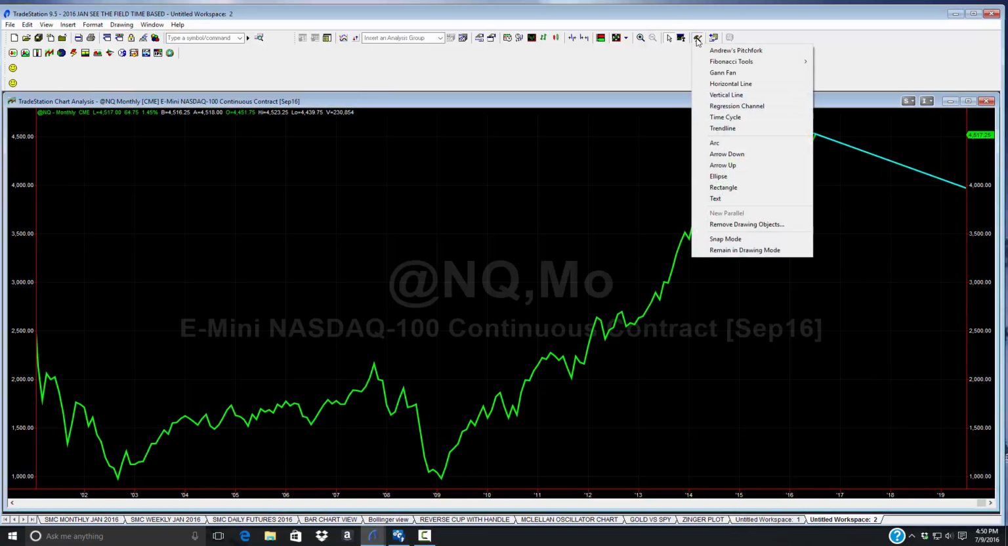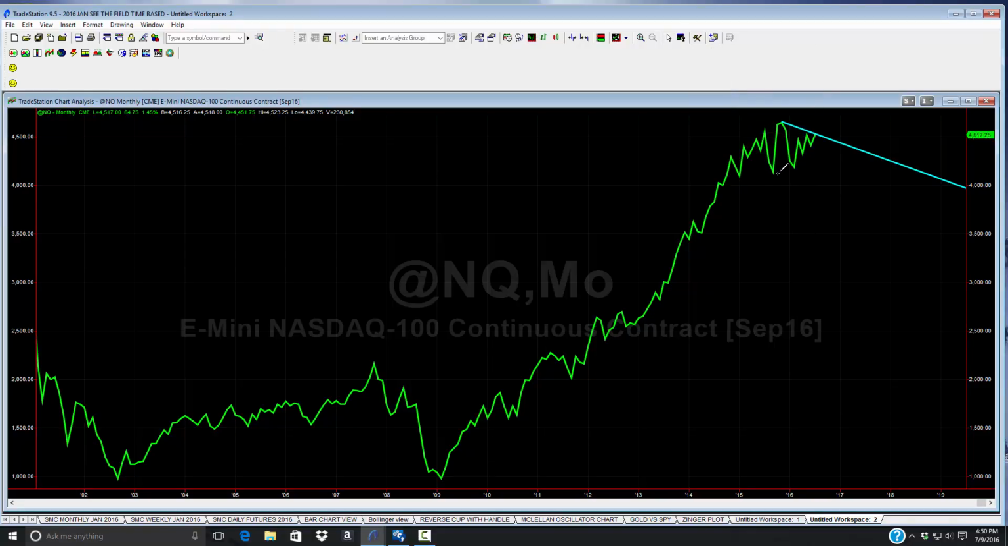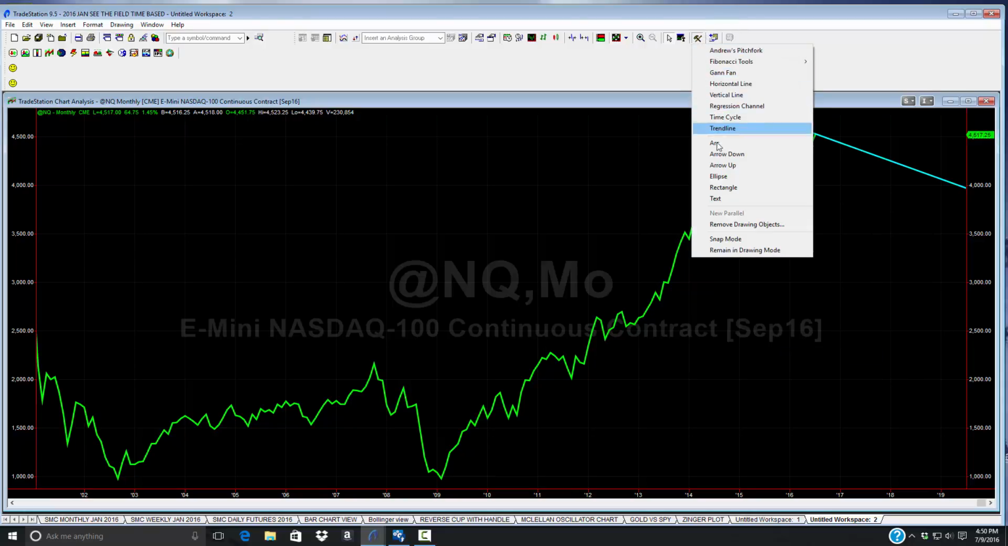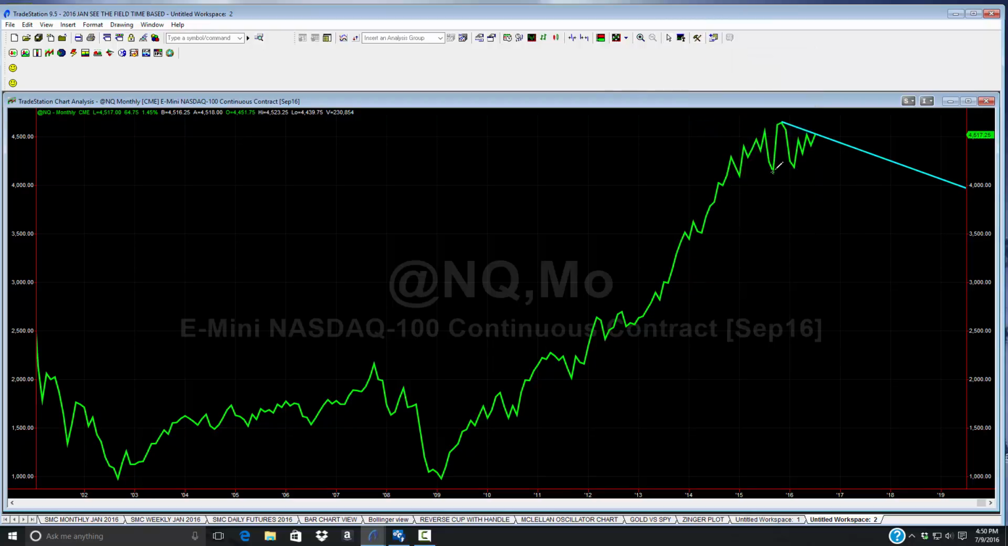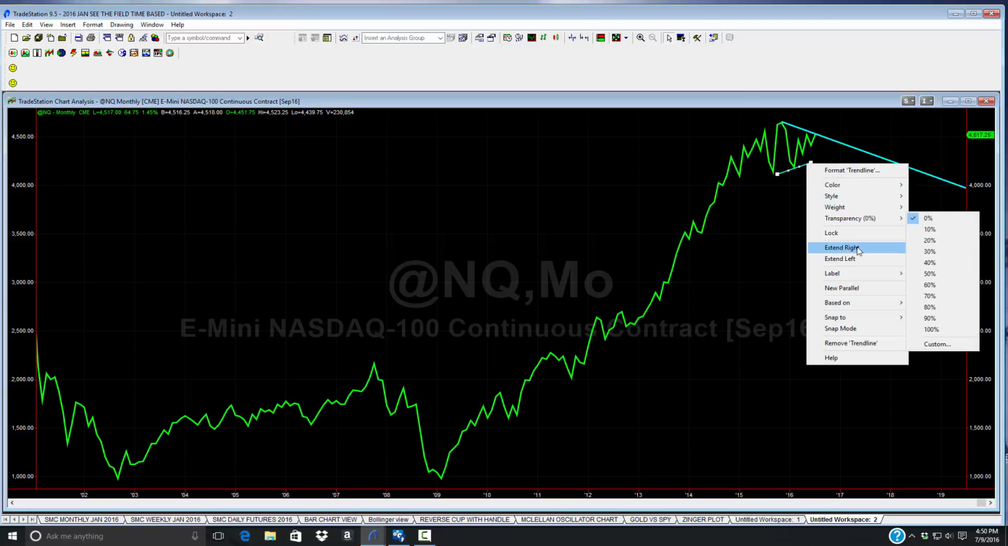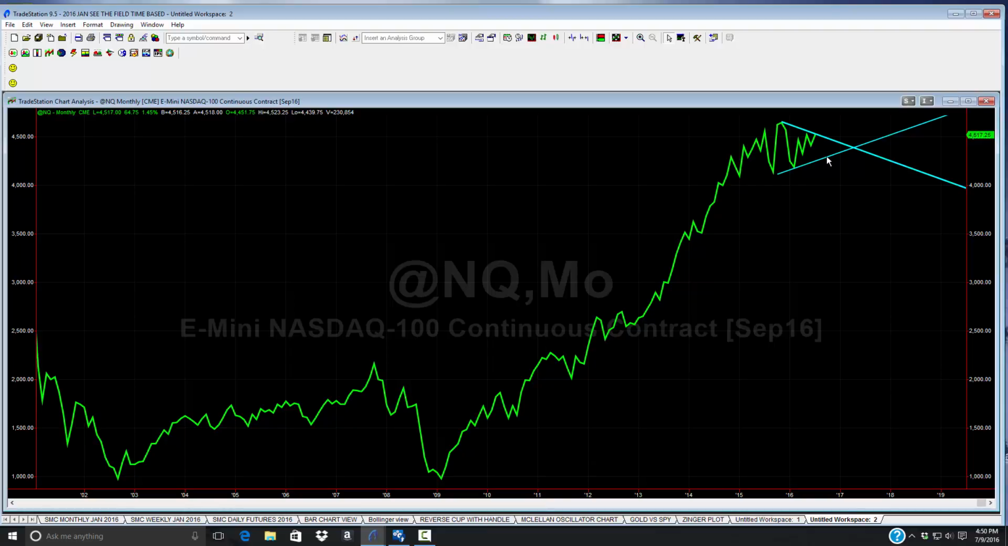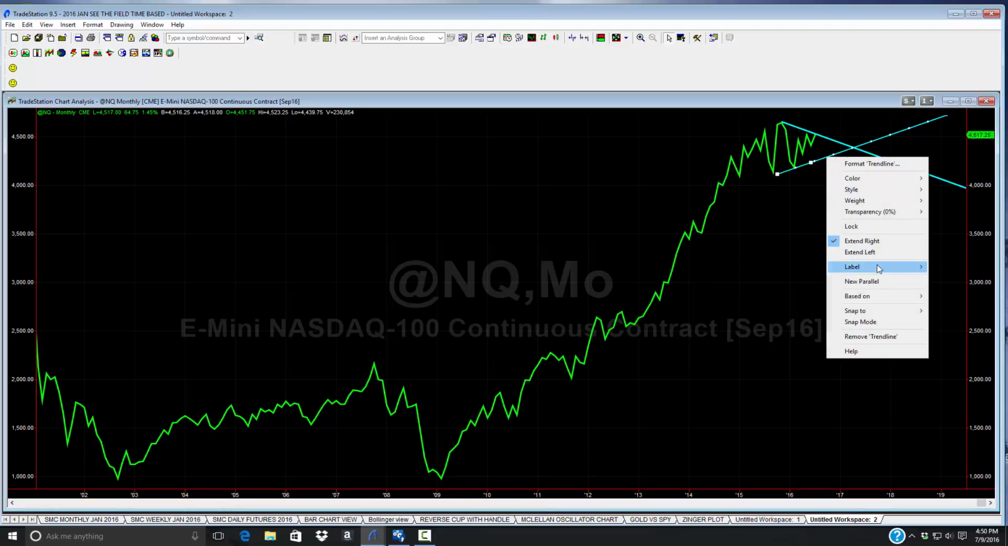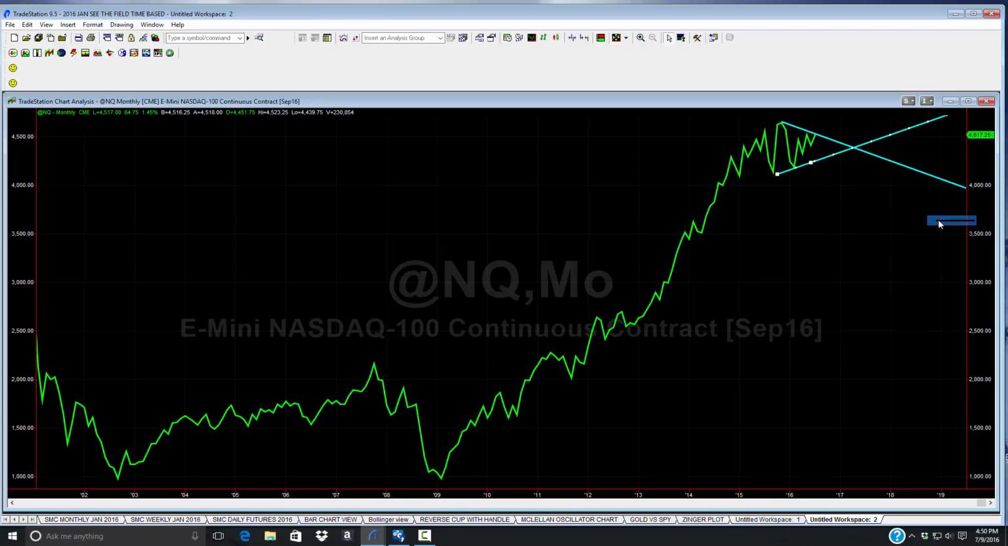Now look, this is key. Here's the low. Oops, I did not catch it. I want to get it right. Let me remove it and try this again. Right here. We extend to the right. This is it, folks. Just copy this, and just wait. Just wait. This is the trend line right here.